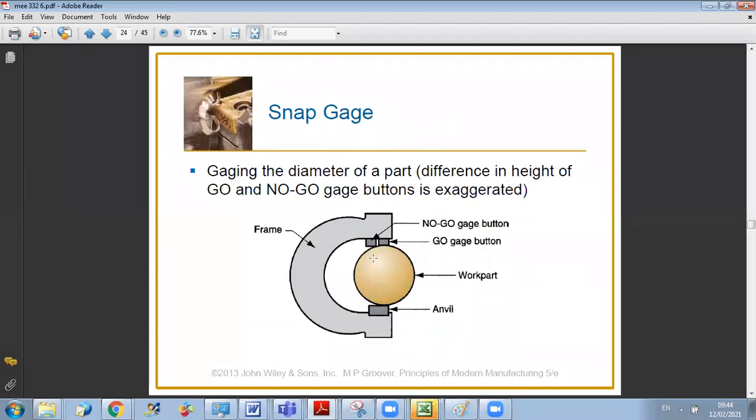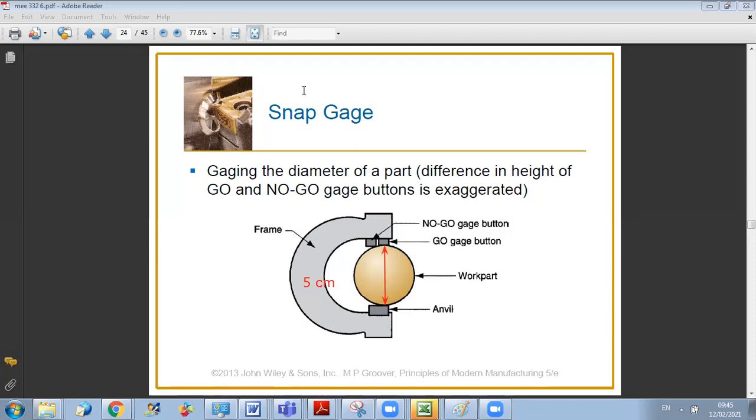So let's say you want to measure the diameter of this ball. In a go, no-go gauge, you have several sets of gauges, and each one, let's say for example this one, is 5 centimeters. Now, if you put your ball in order to trigger the actual measurement, it should be able to pass over the go button, but it will not be able to go over the no-go gauge button. This means that the actual dimension of it is 5 centimeters.